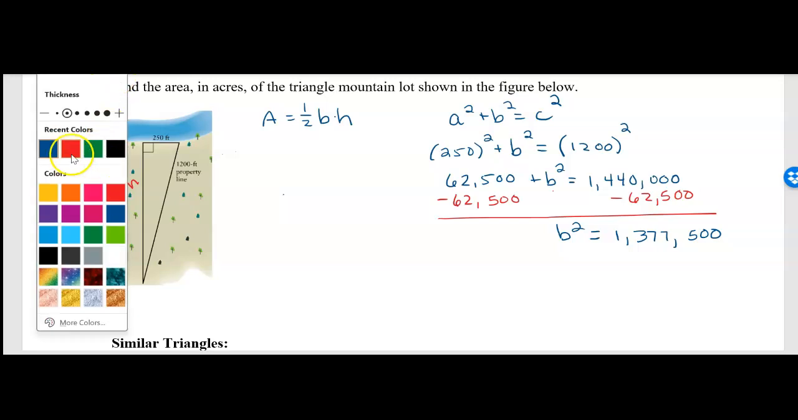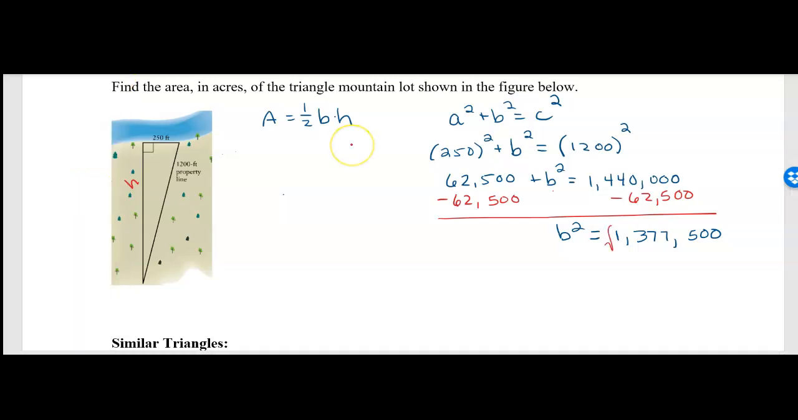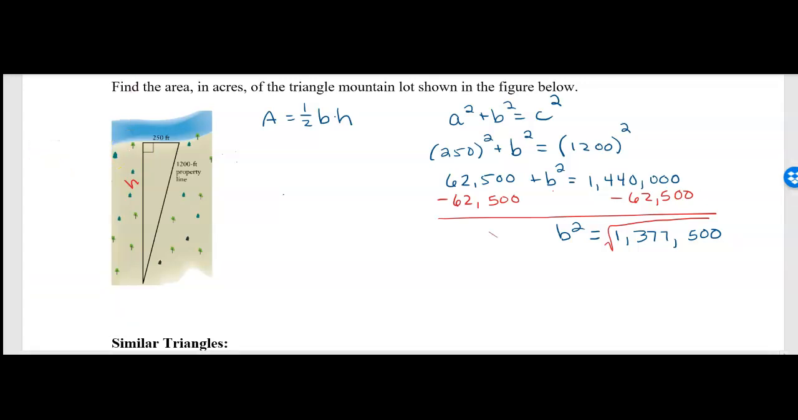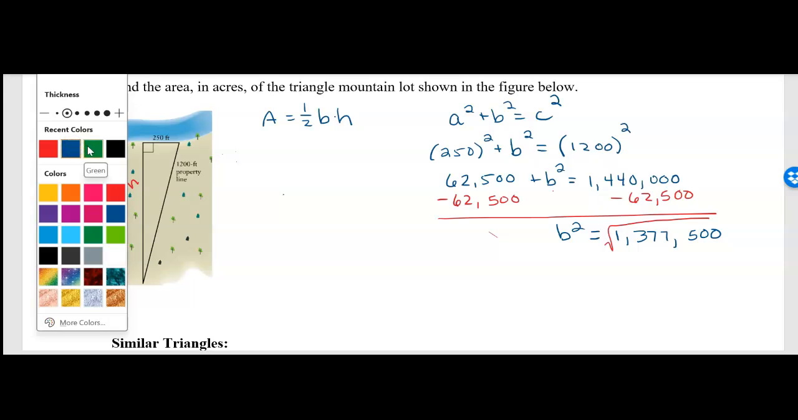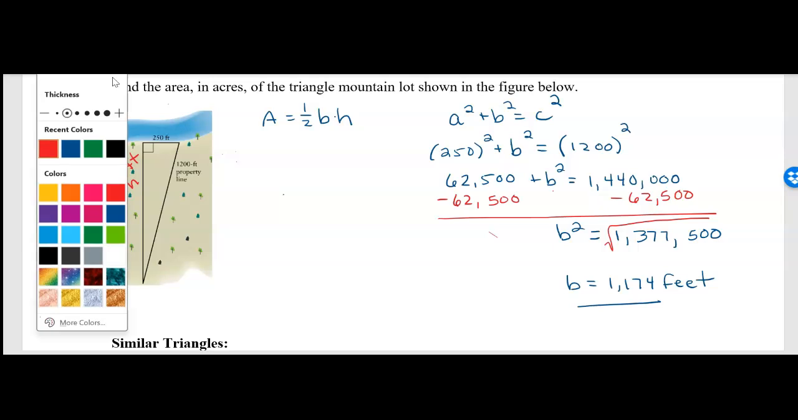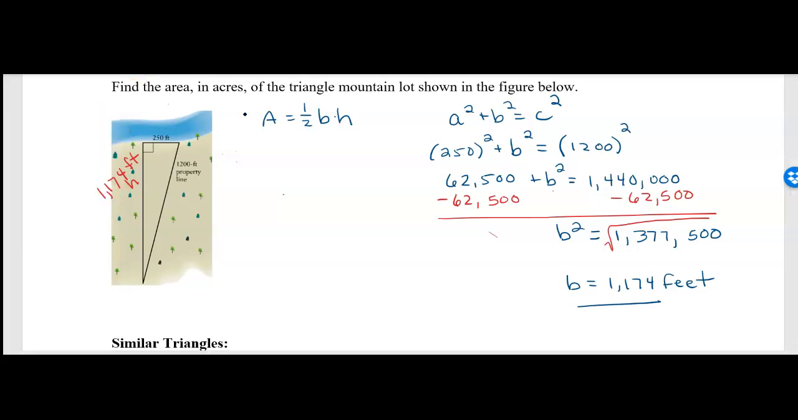So remember, to find B, we're going to take the square root. Again, let's just round to the nearest whole number for this part. Put in the square root, and we're just going to round. So that's going to be approximately 1,174 feet. All right, that gave us the height. So now over here, we have the height. The height is 1,174.